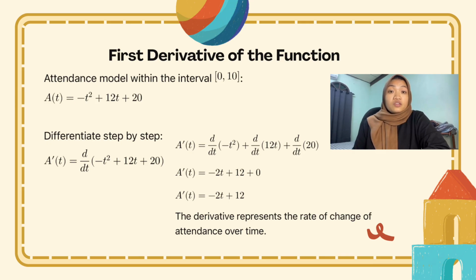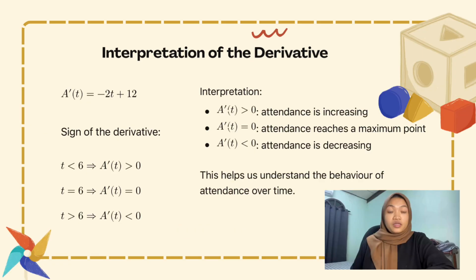This derivative represents the rate of change of student attendance over time. In other words, it shows how attendance changes from one day to another within the interval from day 0 to day 10. Next, I will explain the meaning of the derivative in the context of student attendance. From the previous section, we found that A prime of t equals negative 2t plus 12.